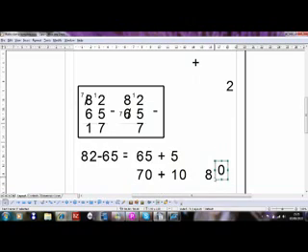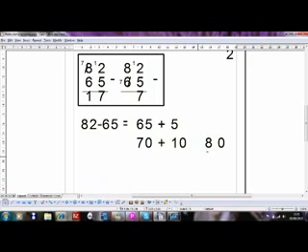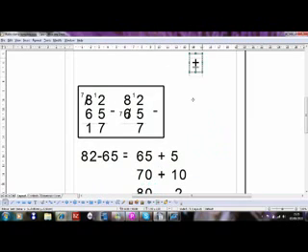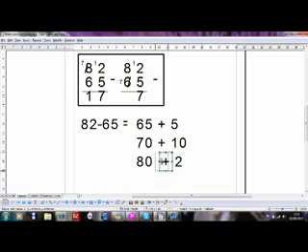Right, so now we've got our 80. How many do we need to add to get to our final destination, the number 82? Well, of course we need to add 2 to our 80. And we now have 82.